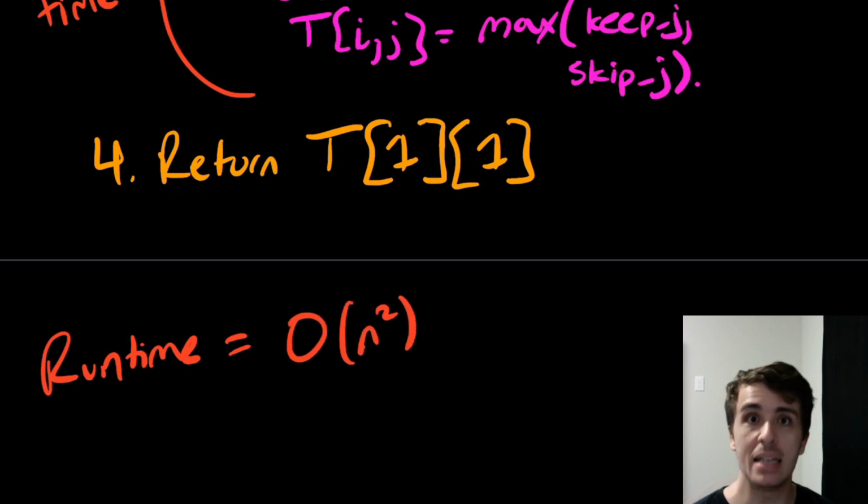Okay, so if n is the number of elements in the array, the amount of time to figure out the longest increasing subsequence is n squared time. Cool. So hopefully that was interesting.